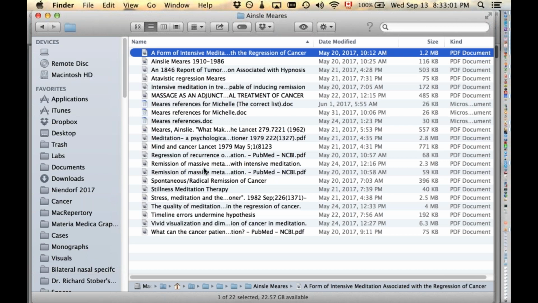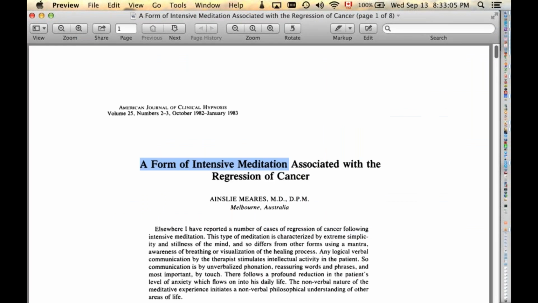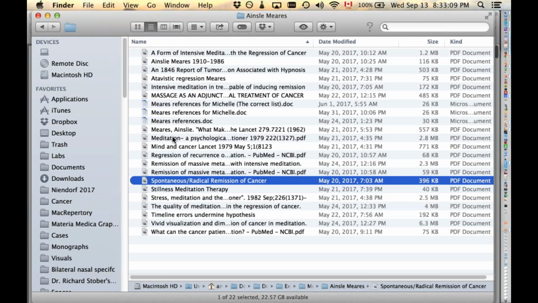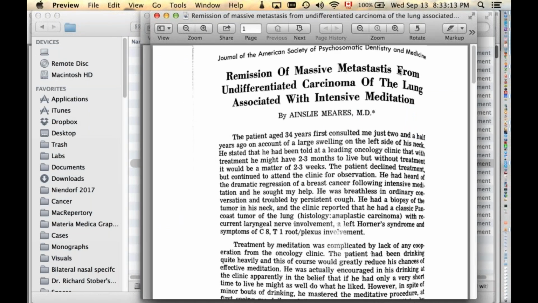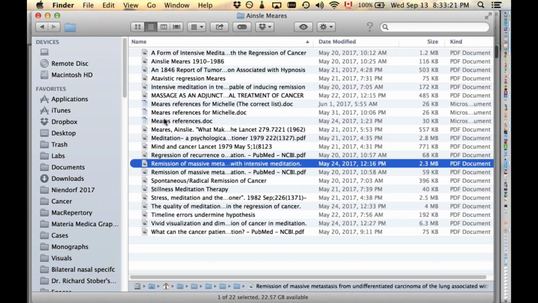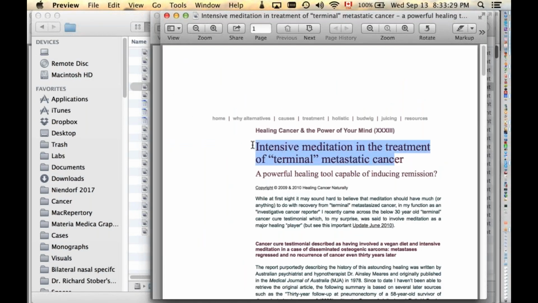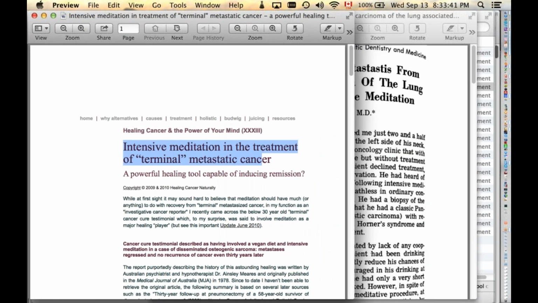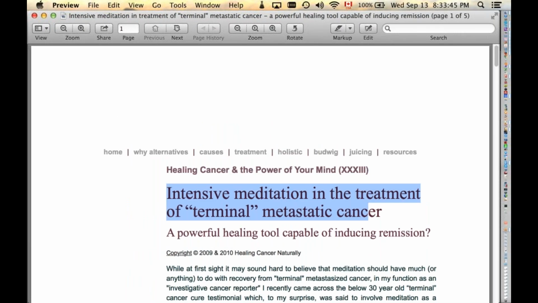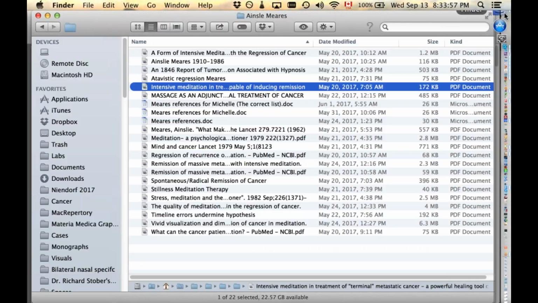Let's see, there were some cases, for instance, like, no, not this one. Yeah, like remission of massive metastasis from undifferentiated carcinoma of the lung associated with intensive meditation. He has a number of papers that he published. I don't have all of them right now, but I have intensive meditation treatment of terminal metastatic cancer. So that's another thing that can be done for a patient with cancer that would be useful, just to help them. You can use it to control their pain, their anxiety, and their depression, but at the same time, it will help the immune system to fight the cancer. So just by itself, without other treatment, Meares was able to have about a 10% regression.